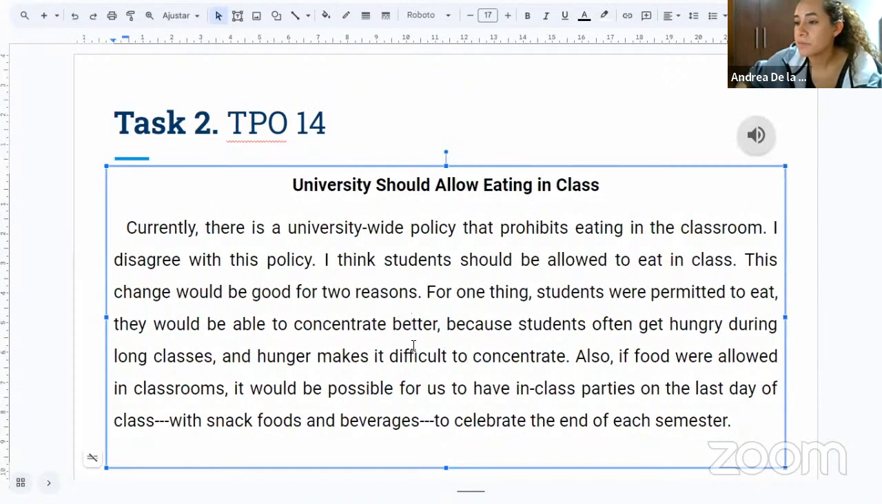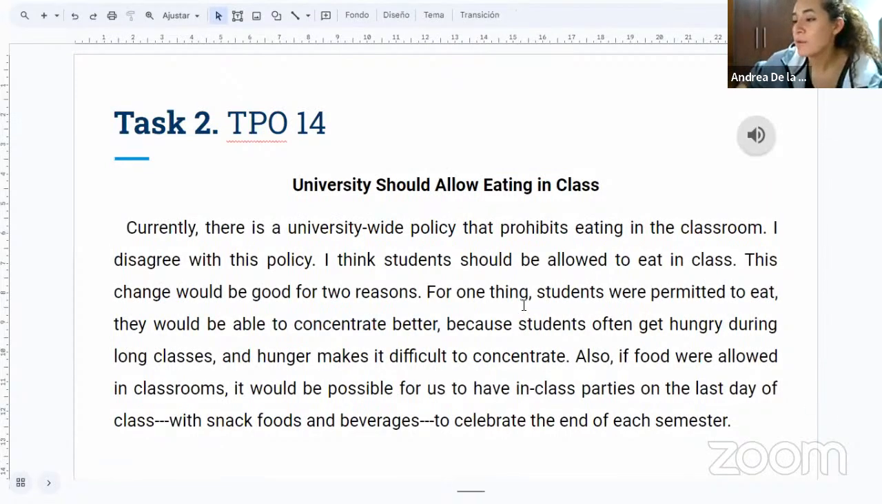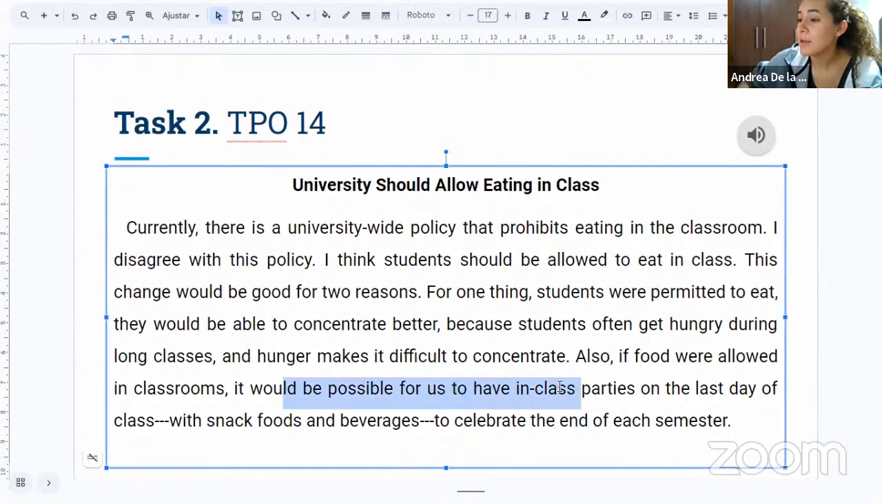So you're saying that, well, in the reading, they say that students could concentrate better if they allow eating in class. So the student says the exact opposite. The student says that they won't be able to concentrate better if they allow eating in class. And as you explained, right, because of the noise of the chips and the opening of packages, stuff like that. And the second reason, do you remember what it was, Camila? It has to be related to this, right? In the reading, they say that if they allow eating in class, then it will be possible for students to have parties in the last day of semester, the last day of class. So what does the student say about these parties?